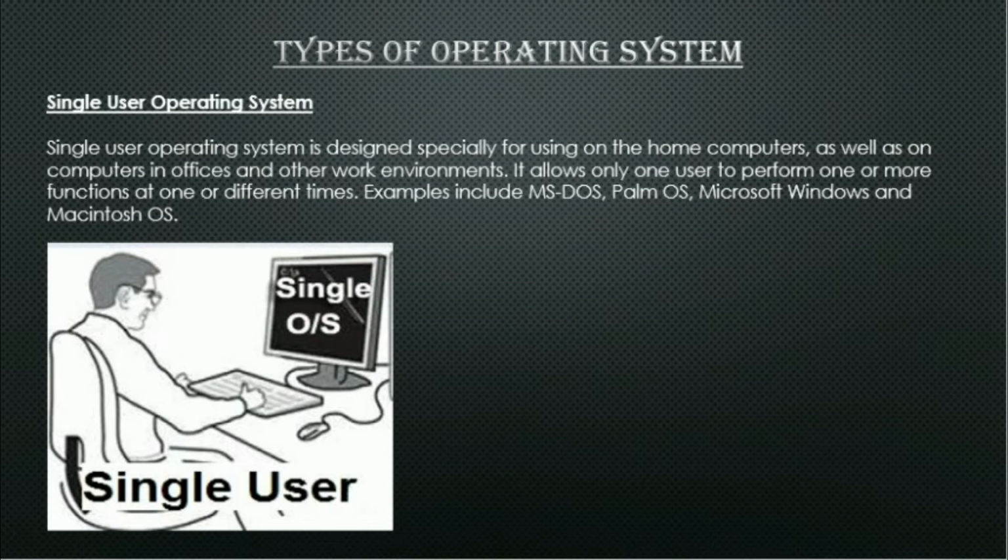But nowadays, we cannot see these types of operating system because they were the earlier types of operating system. For example, MS-DOS and older versions of Windows such as Windows 95, 97, etc. It supports only one user at a time. But the user can perform multiple operations at a time because the processor may support multitasking. Only one user can use this operating system at a time. That is known as single user operating system.